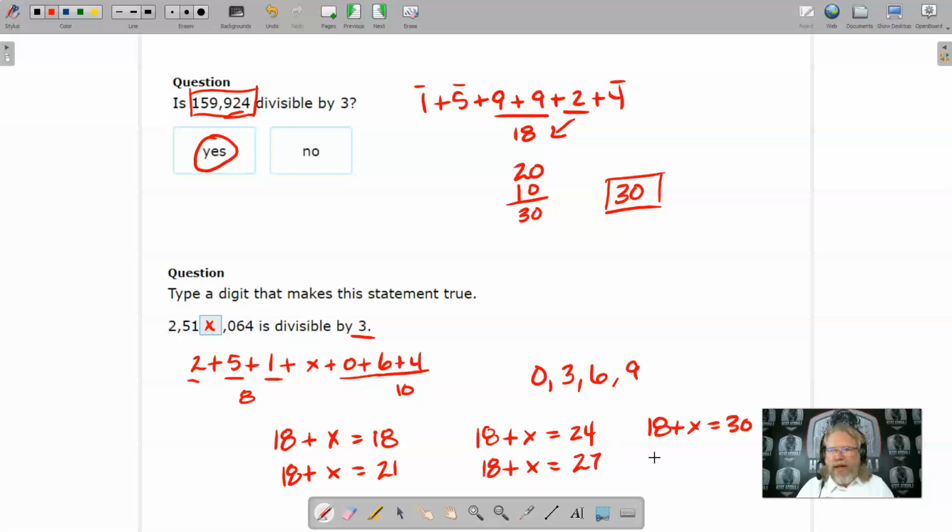We get 30. And x would have to be what number? It would have to be 12, right? Well, that's not going to work because we can't put 2 digits in there, and 12 is a 2-digit number. So we stop there. So 0, 3, 6, or 9. If you were to type any of those into that box right there, it would give you a correct answer. IXL is set up to accept any of those 4 numbers because all of them would make that a true statement.